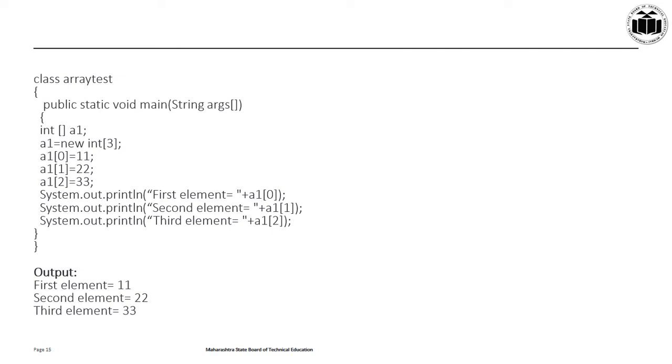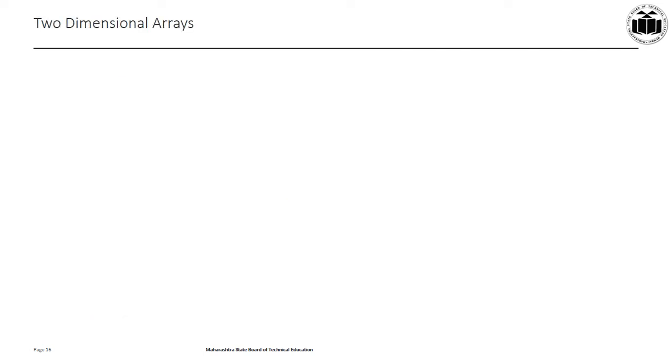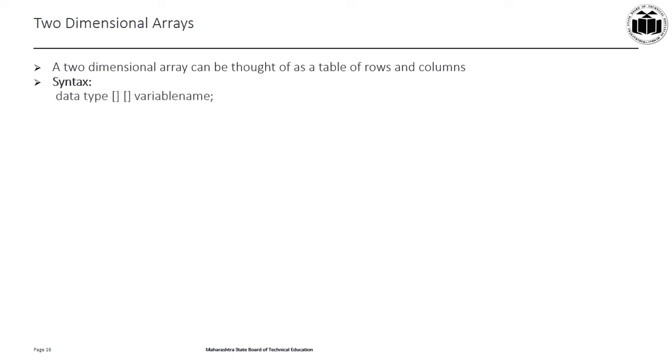Now we will see something about the two-dimensional array. A two-dimensional array, or you can say multi-dimensional array, can be thought of as a table of rows and columns. So this two-dimensional or multi-dimensional array represents the rows and columns. Here you need to write two square brackets. One square bracket represents the row and the other square bracket represents the column. So in the syntax you can see you need to mention the data type, then two square brackets, one for row and another for column, and the name of the array.